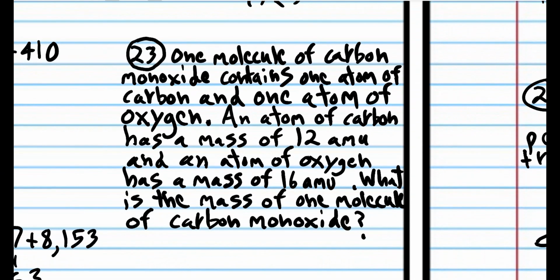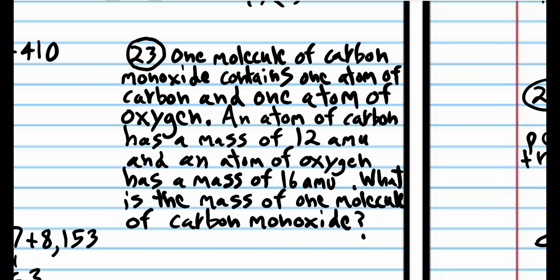Now we're going to do a word problem. One molecule of carbon monoxide contains 1 atom of carbon and 1 atom of oxygen. An atom of carbon has a mass of 12 atomic mass units, and an atom of oxygen has a mass of 16 atomic mass units. What is the mass of one molecule of carbon monoxide? In case you don't know, an atomic mass unit is just a very, very small unit of mass, used to measure very, very small particles called atoms.